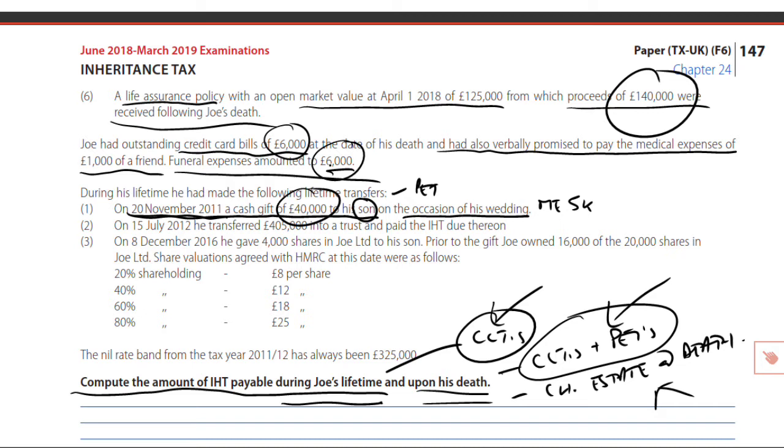So what will be available? Annual exemptions will then follow on. So we'll have an annual exemption for the current tax year. What is the current tax year? November 11, that is in the 11-12 tax year. Was there any transfers in the previous year? No, these are the only lifetime transfers made.